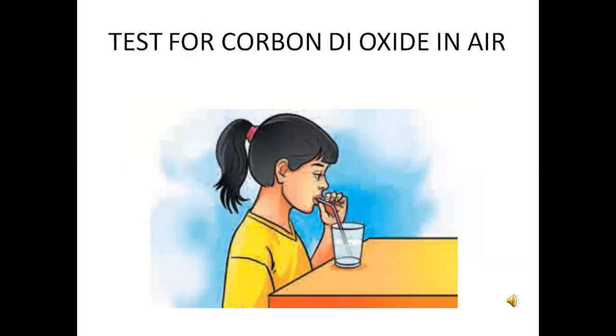Next, test for carbon dioxide in air. Pour some lime water in a glass tumbler. Bubble some air using a straw through the lime water. After a few minutes, look at the lime water carefully. The lime water will produce a white precipitate, and will eventually turn into a milky white solution. This shows the presence of carbon dioxide in air.